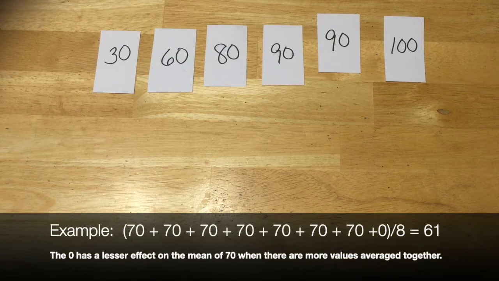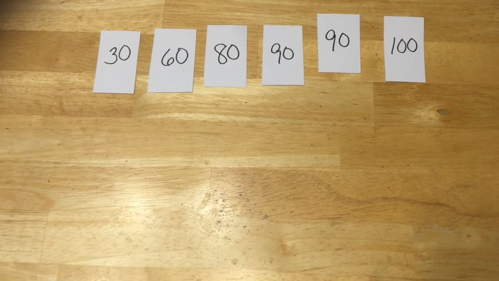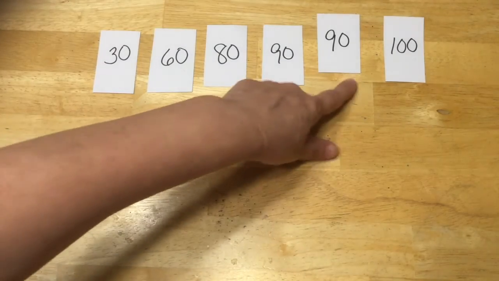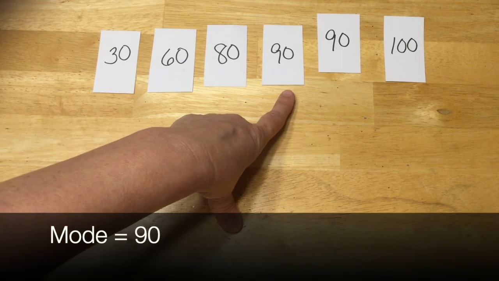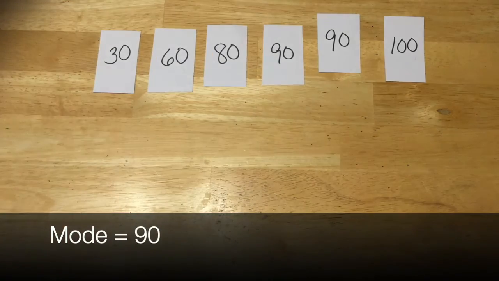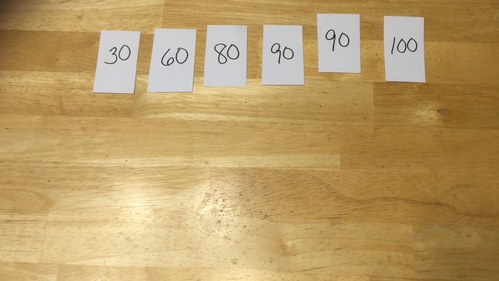Well, what is the mode for this? Well, the mode hasn't changed because I still have two 90s, and that is the number that occurs most often. So the mode is 90. Now for the median, it's going to change a little bit.